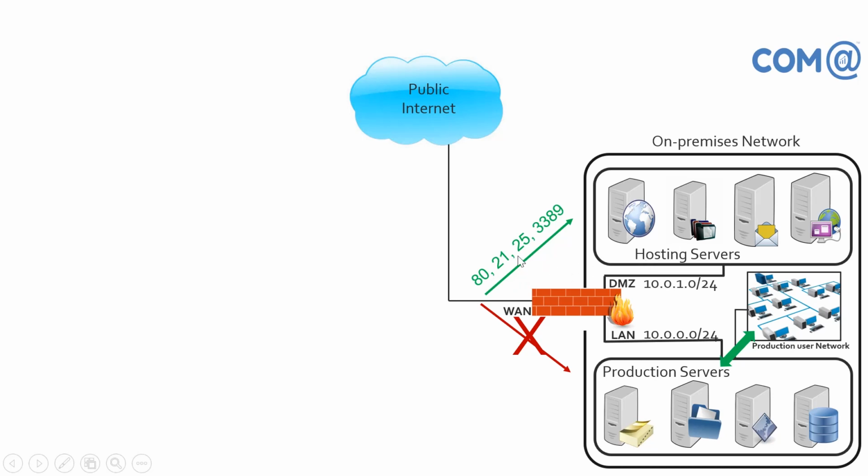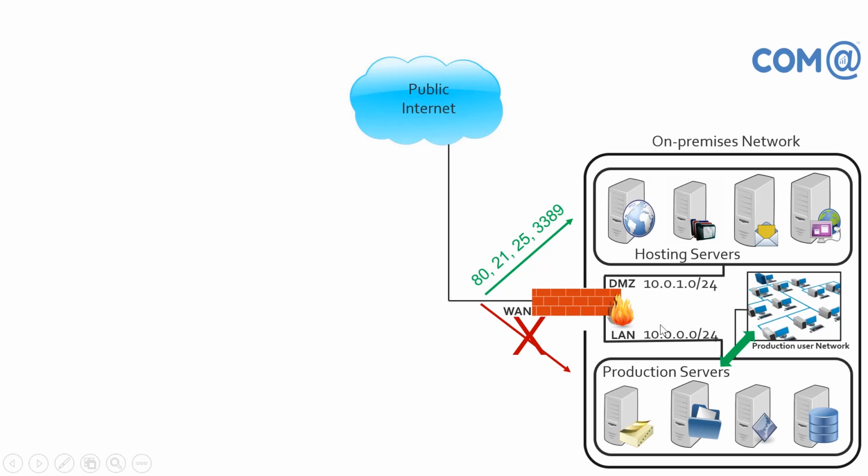And if it is an FTP server, we'll allow port 21, and if it is an email server, we'll allow port 25. If it is a terminal server, we'll allow port 3389. So these traffics are allowed from the public internet to the DMZ where the hosting servers are available. With this diagram, you can understand it very clearly.